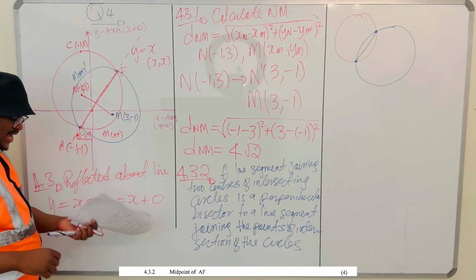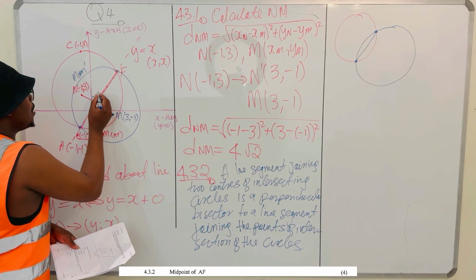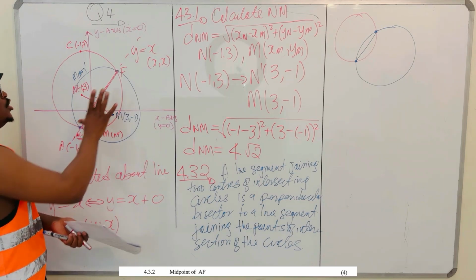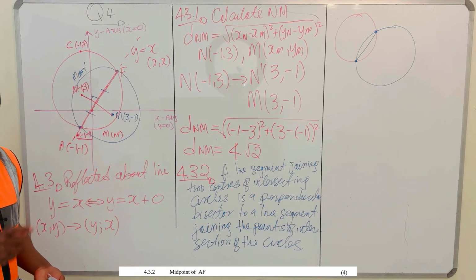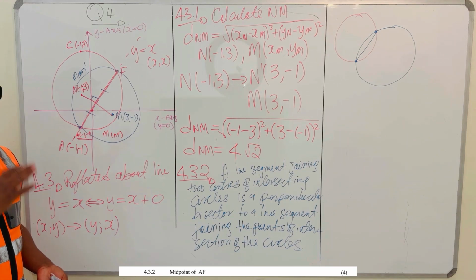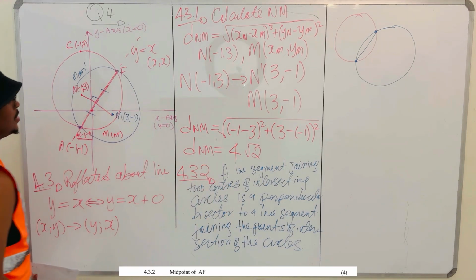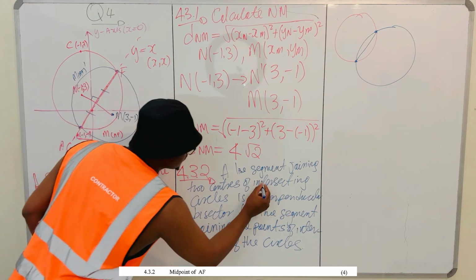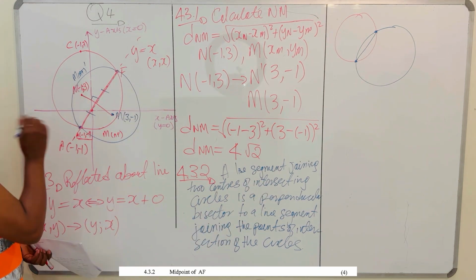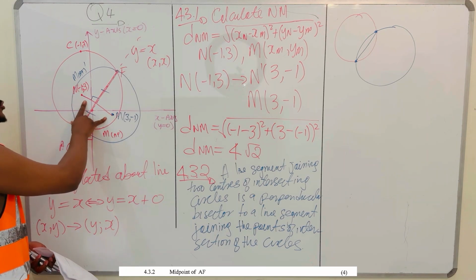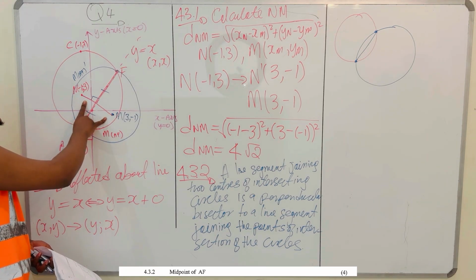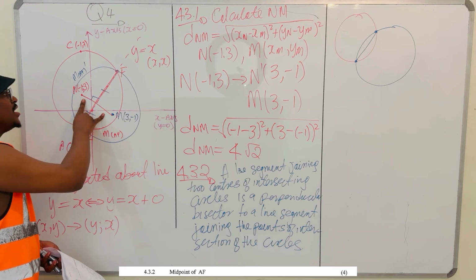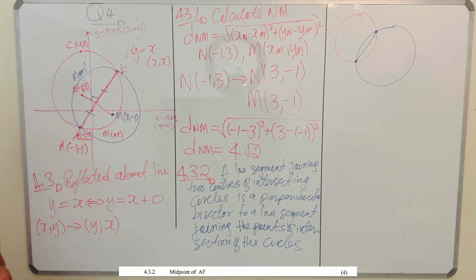is a perpendicular bisector to a line segment joining the points of intersections of those two circles. Let me repeat this thing again. It's all the thing I've written here. I'm saying a line segment joining the centers of two intersecting circles is a perpendicular bisector to a line segment joining the points of intersections. That's what I'm trying to say.